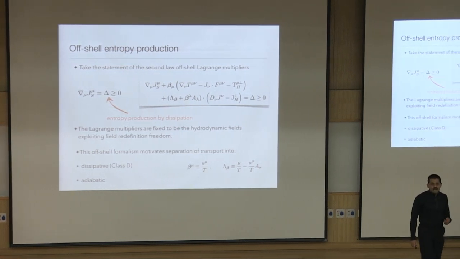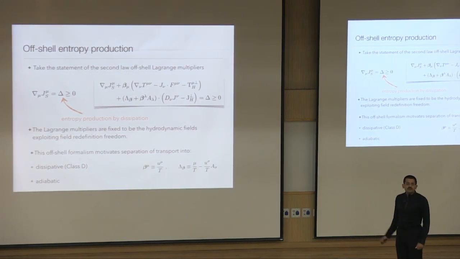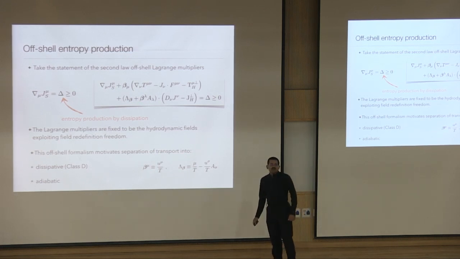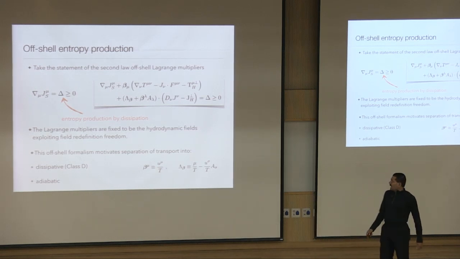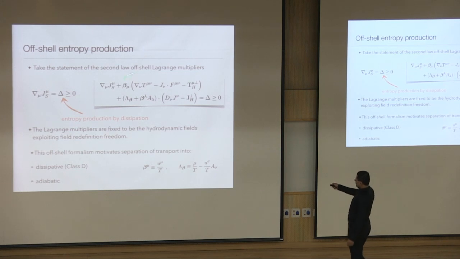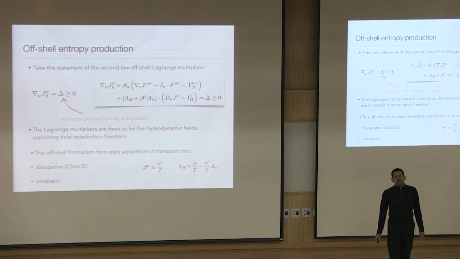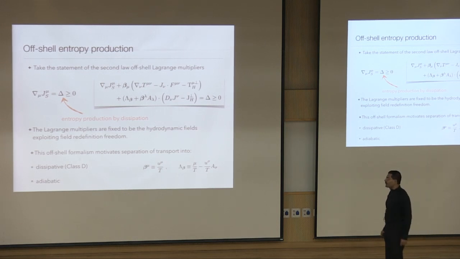So the vector Lagrange multiplier, by field redefinition, can be brought back to the form of the thermal vector, which is the velocity divided by temperature, and the chemical potential, which is encoded in this thermal twist, becomes the scalar Lagrange multiplier multiplying the charge conservation equation. It's a statement that I'll just assert for now, but you can prove it, that this can now be viewed as an off-shell statement for entropy production, and solving this statement off-shell is equivalent to classifying all possible forms of transport. Okay?